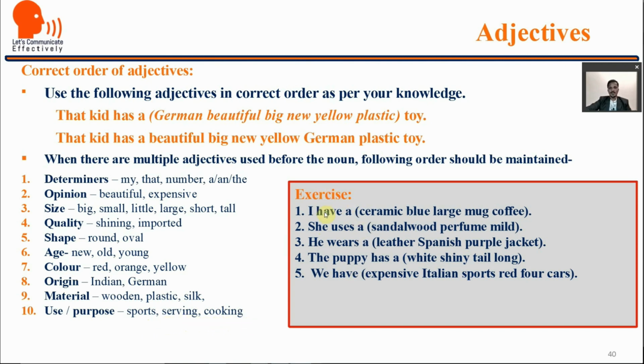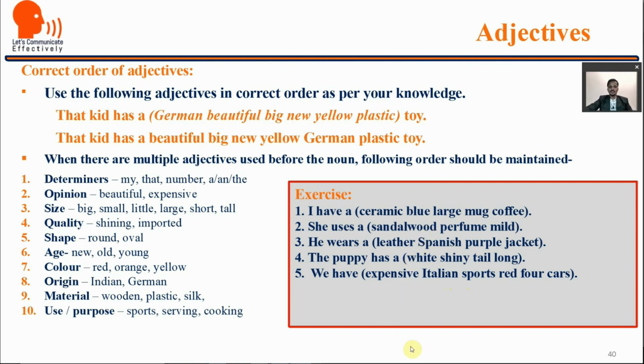Let us do exercise now. Having understood the correct order of adjectives, let us see if you can arrange these adjectives properly. Again, simply take pen and paper and write your answers. I have a ceramic blue large mug coffee. She uses a sandalwood perfume mild. He wears a leather Spanish purple jacket. The puppy has a white shiny tail long. We have expensive Italian sports red 4 cars. So just keeping this sequence in mind, rearrange the adjectives. You can pause the video and come up with your answers.